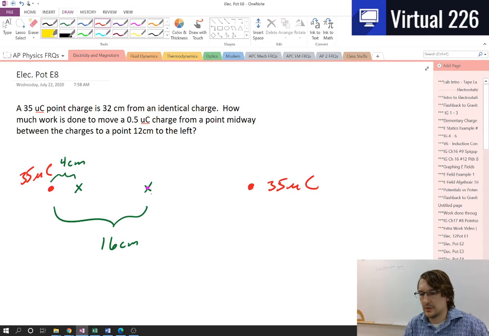So let's draw it in the middle here. So here is our 0.5 microcoulomb point charge. It's midway, 16 centimeters from the left, to a point 12 centimeters to the left. So we move it 12 centimeters this way, and it shows up 4 centimeters away. So this is our initial position, and this is our final position. Okay? Well, how do we go about doing this?